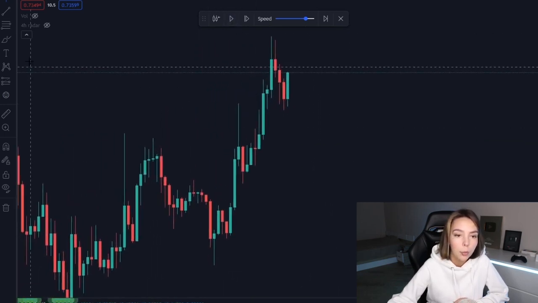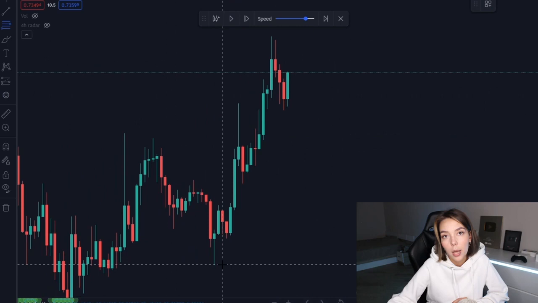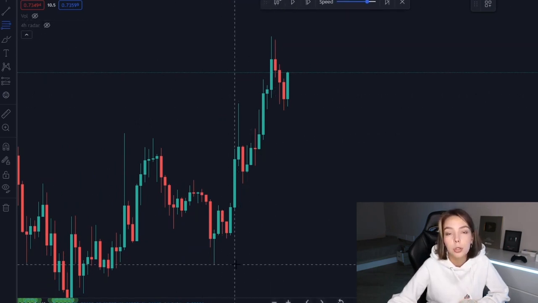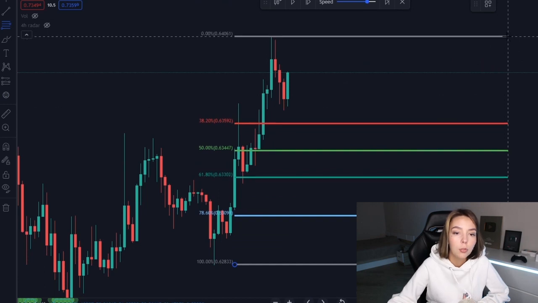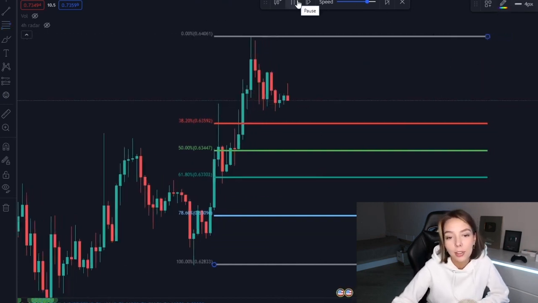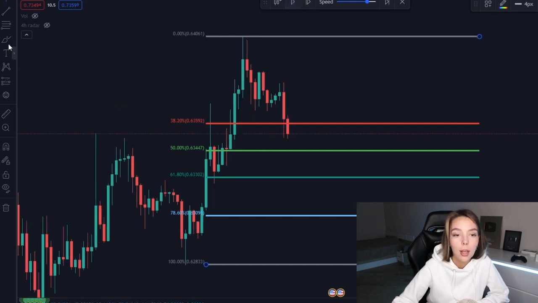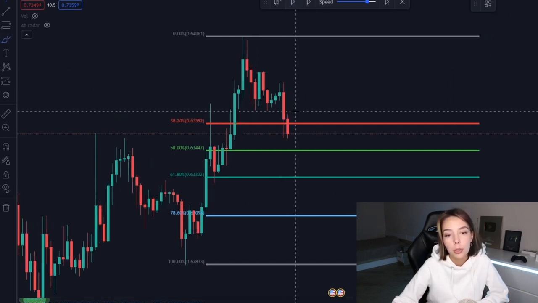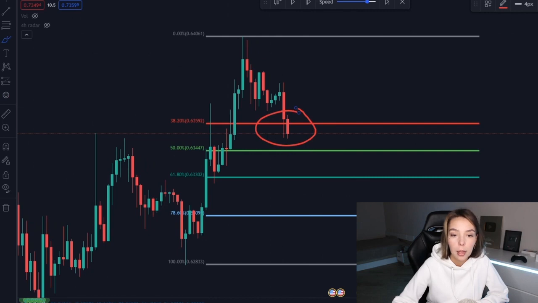So here we can see that the price went up and made a slight pullback, and so you can apply the Fibonacci tool to predict the end of this pullback. And again, you can connect the swing low to the swing high and drag it to the right to extend the levels. Now the next step is to wait for the price to show reaction to one of these levels.